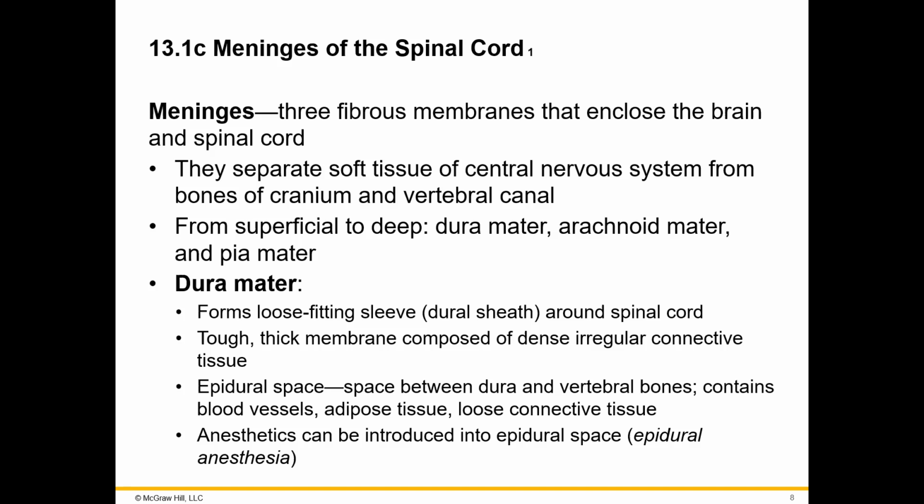And the space between that is known as the epidural space. It contains the blood vessels and the fat tissue and the protective loose connective tissue. So the anesthetics can be introduced into the epidural space. That is known as the epidural anesthesia because that's a thick layer that does not give access into the really sensitive spinal cord.